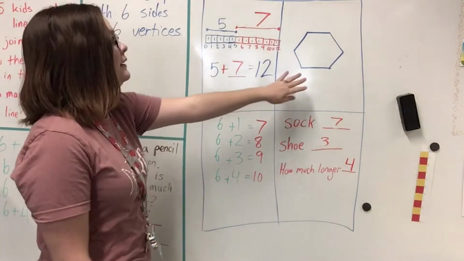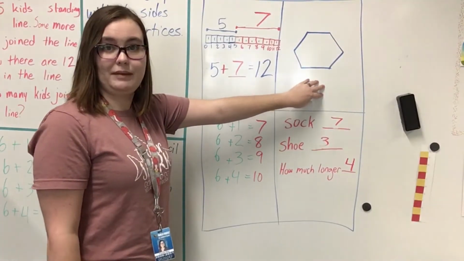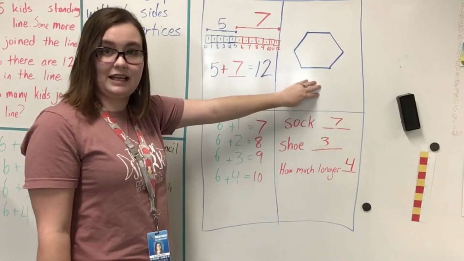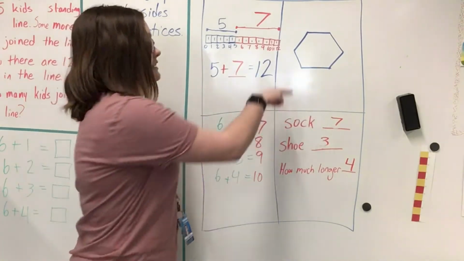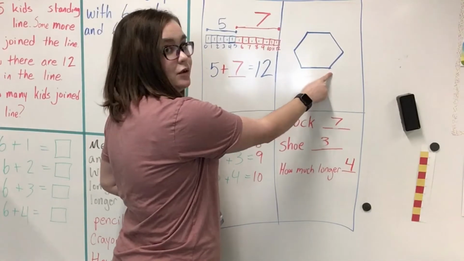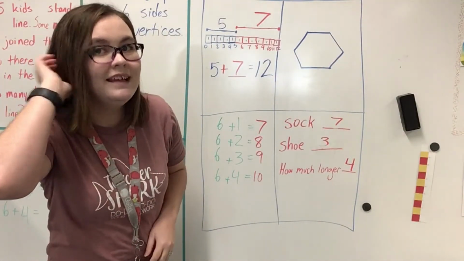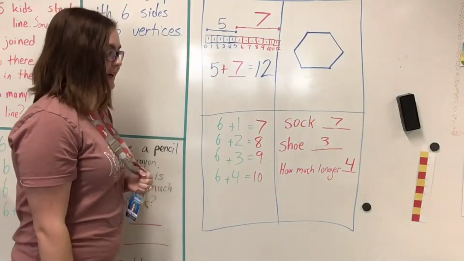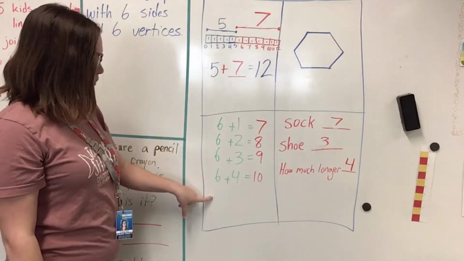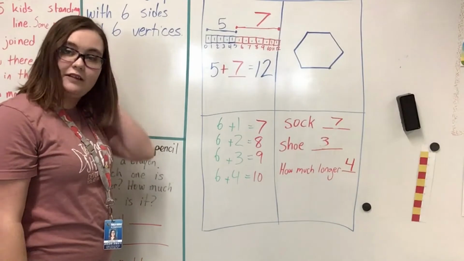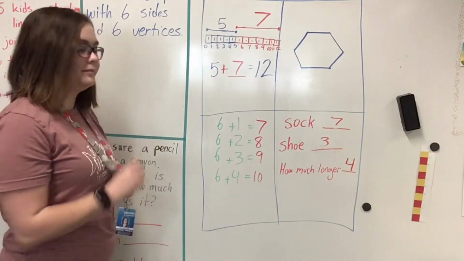Good job. This is my shape. My shape has 6 sides and 6 vertices. It has 6 straight lines and 6 corners that come together. This shape is called a hexagon. Good job.